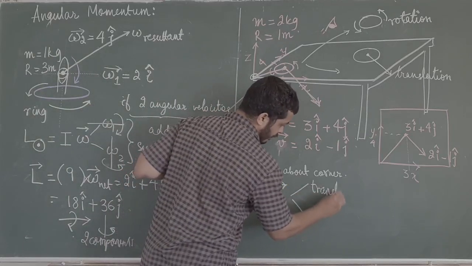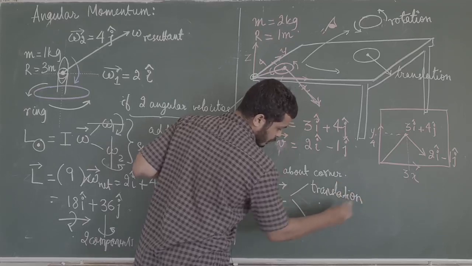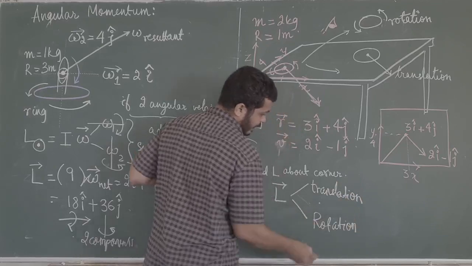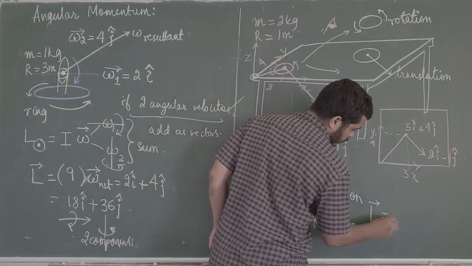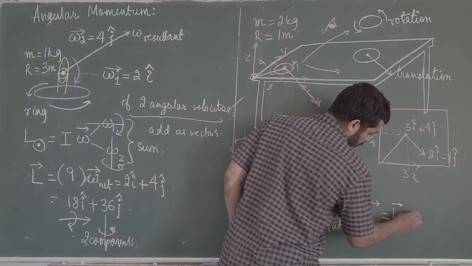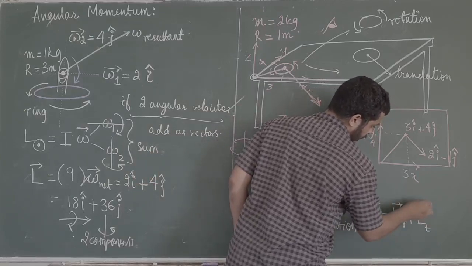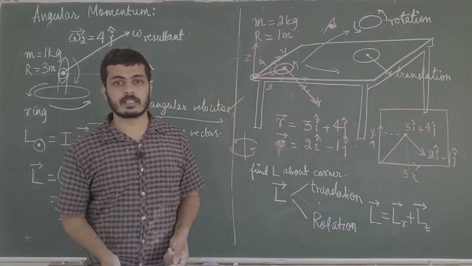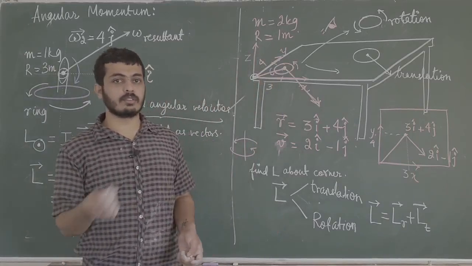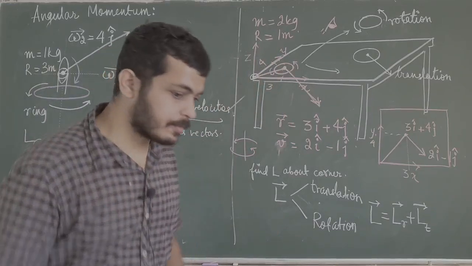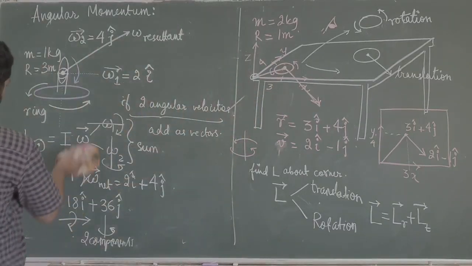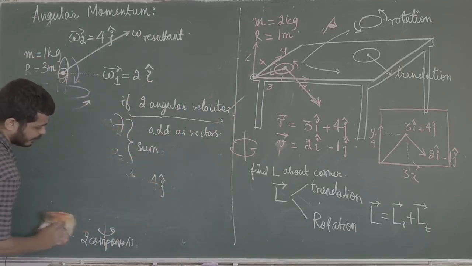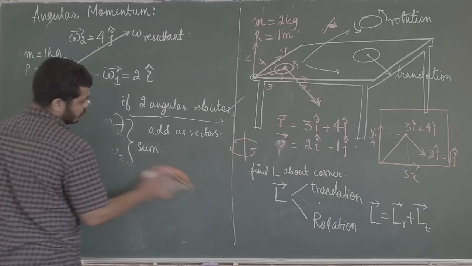In addition to that, you will have an L vector because of rotation. So L vector is equal to L rotation plus L translation. You have to calculate two different vectors and add them to find the total angular momentum. Let's find the rotational one first, because it is very easy. You have to multiply I with omega, and then we'll find the translation one as well.